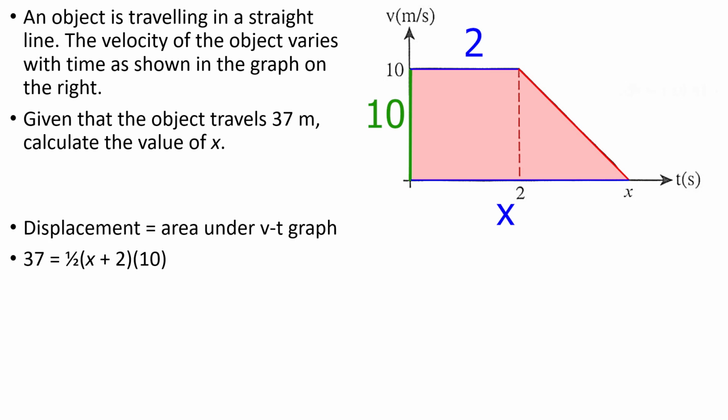Therefore the area of the trapezium is half the sum of parallel sides times the perpendicular height. Once we substitute in the values, the equation is 37 equals half of (x + 2) times 10. Solving for x, we get x equals 5.2 seconds.